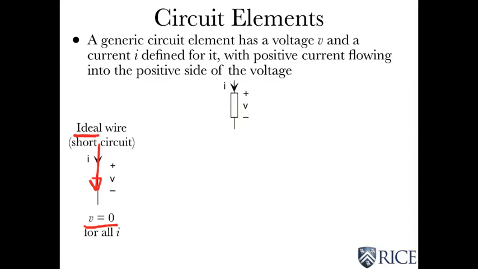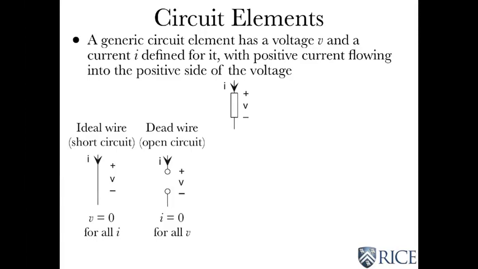A real wire has a small resistance and does not behave like this at all, but this is what we use in circuits. This is a model of an ideal circuit element, we call the short circuit, that lets any current go at all, but the voltage drop is zero.